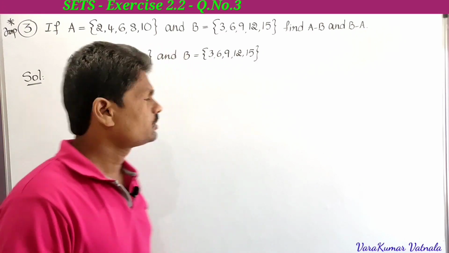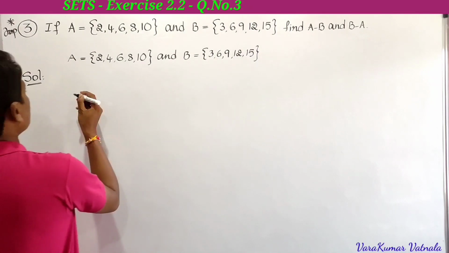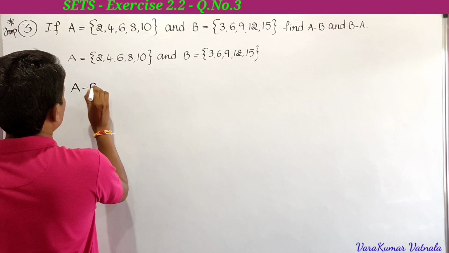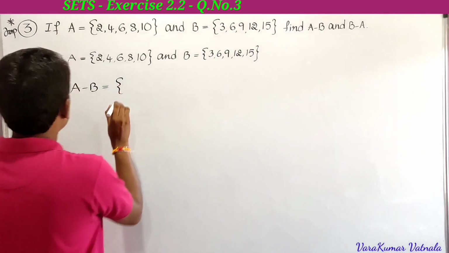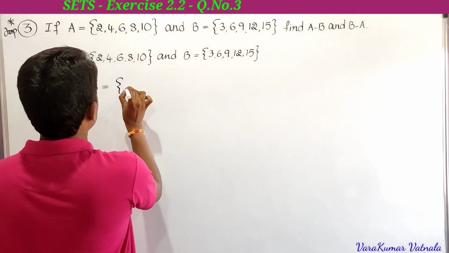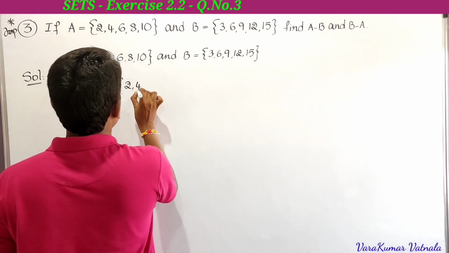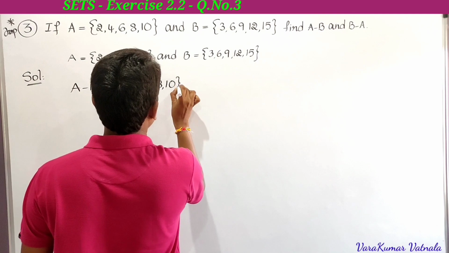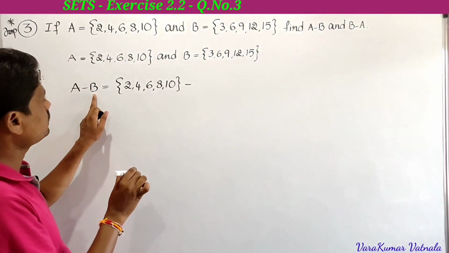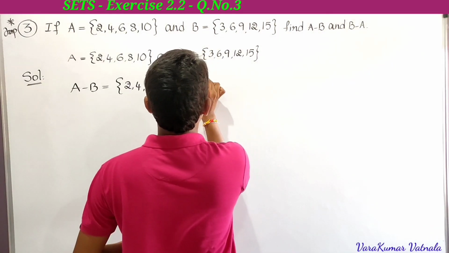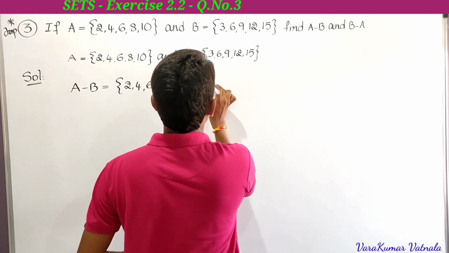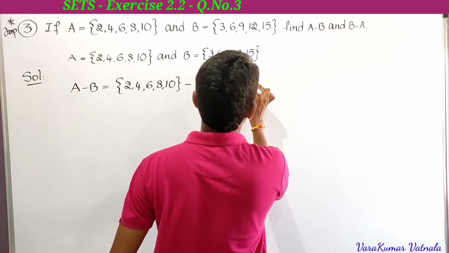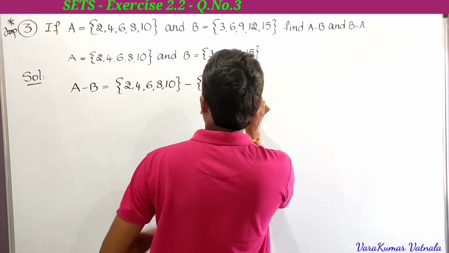Very important. See here, I am writing first A minus B equal to. So first write set A. Set A is 2, 4, 6, 8, 10, minus, write set B. Set B is 3, 6, 9, 12, 15. This is A minus B.